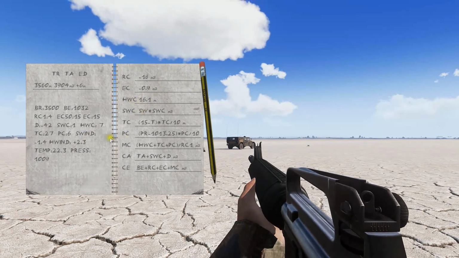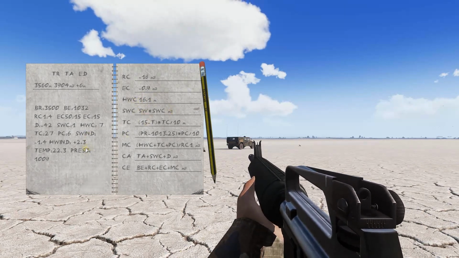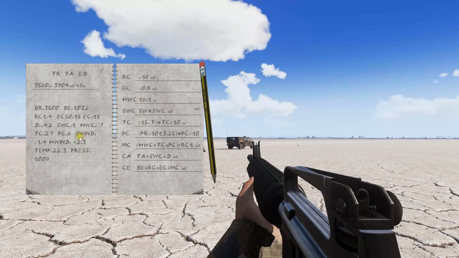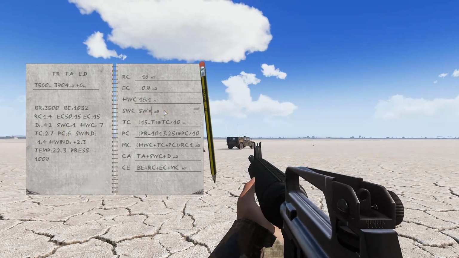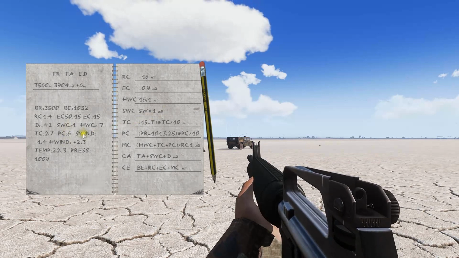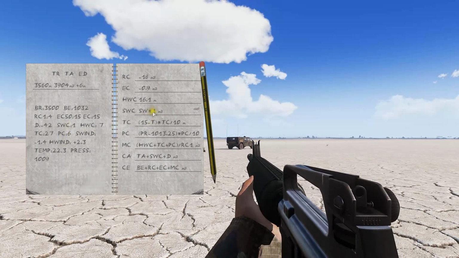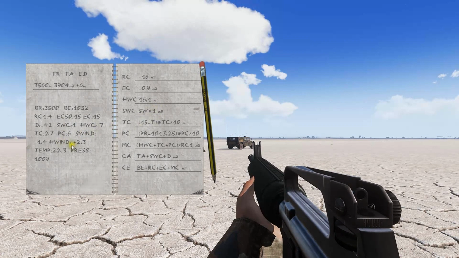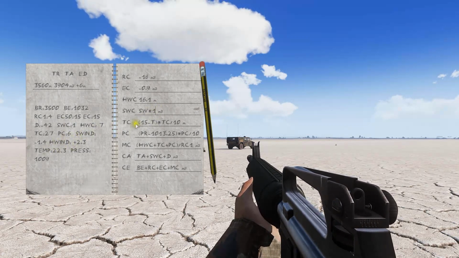How about the side wind? The side wind is in mils, because from the side we will compensate with windage. For the side wind, we need the side wind compensation number, which is 1 mil. That means for each meter per second of side wind, we need to compensate with 1 mil back and forth at that distance. But our side wind was minus 1.4.